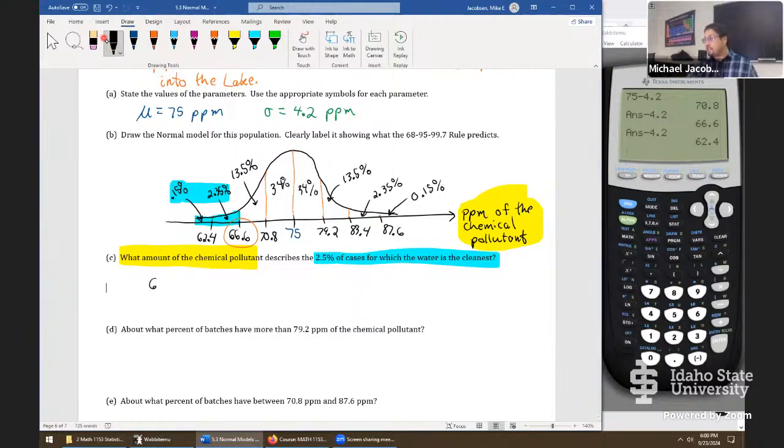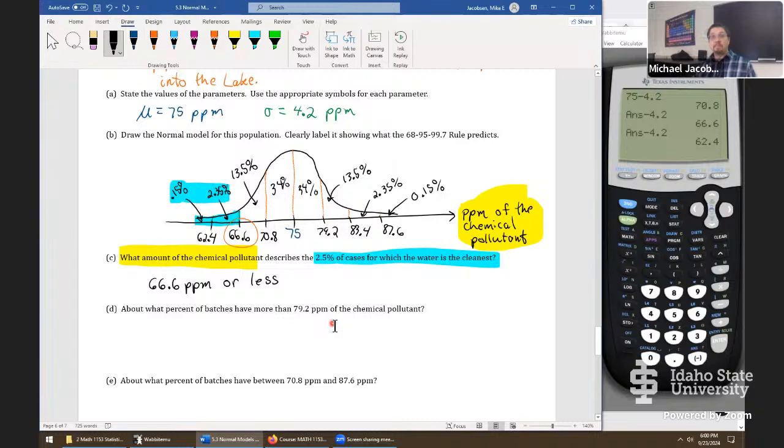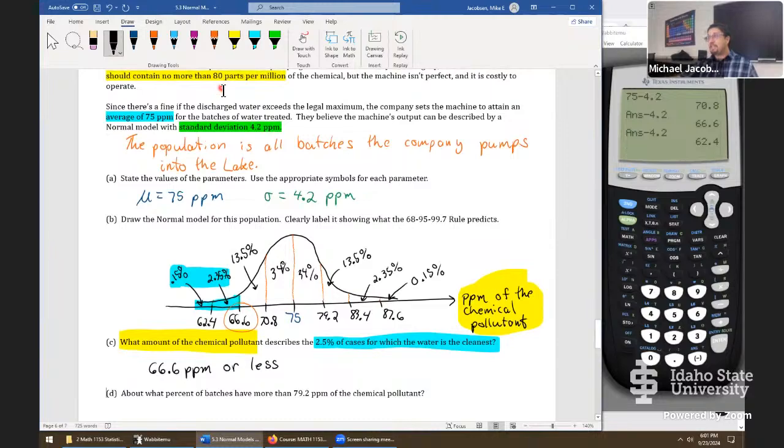So we will say 66.6 parts per million or less. That describes the 2.5% cleanest cases. Remember, this is all about some kind of chemical or some kind of corporate entity producing some sort of water that they're trying to remove a chemical pollutant from. And now we're saying, well, 2.5% of the time, it's at this amount or less, 66.6 parts per million, which is fantastic because you have to get under 80 parts per million legally for this situation, whatever the generic pollutant is.